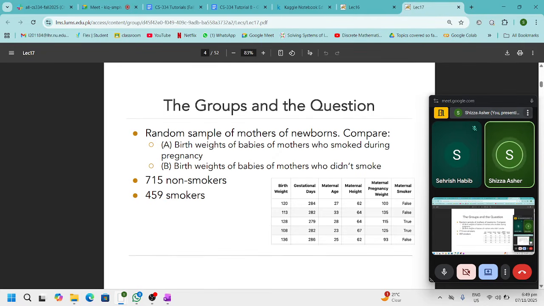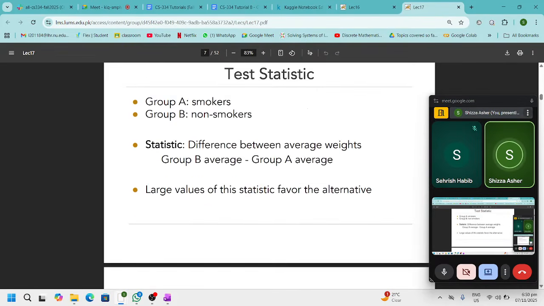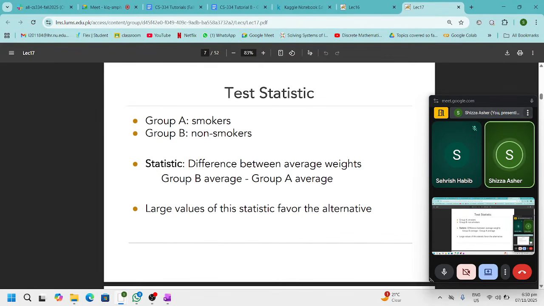A permutation test assumes that the null hypothesis is true, and the null hypothesis was that the difference of the means of these two groups should be zero. So that is as good as not knowing whether a mother smokes or not when she's expecting the baby. And in that case, we can just shuffle the labels of both of these groups. We can form multiple permutations. So I will show you.